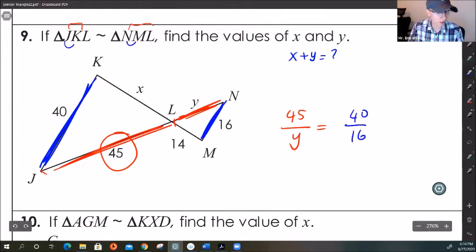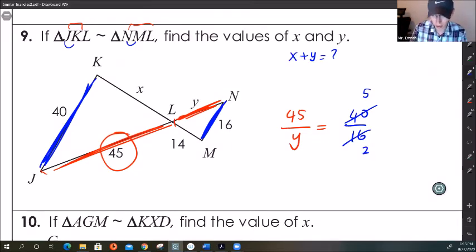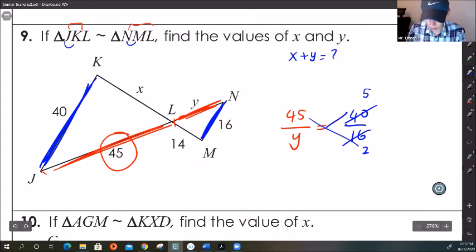One thing you need to be careful about is if you go from the big triangle to the small one, you always go big to small when you're writing the ratios. Then you simplify this one. Divided by 8, you'll get 5 over 2. 5 to 2 is the scale factor here. So multiply by 2 and divide by 5. So y is equal to 45 times 2 divided by 5. It's going to be 9 times 2, 18.